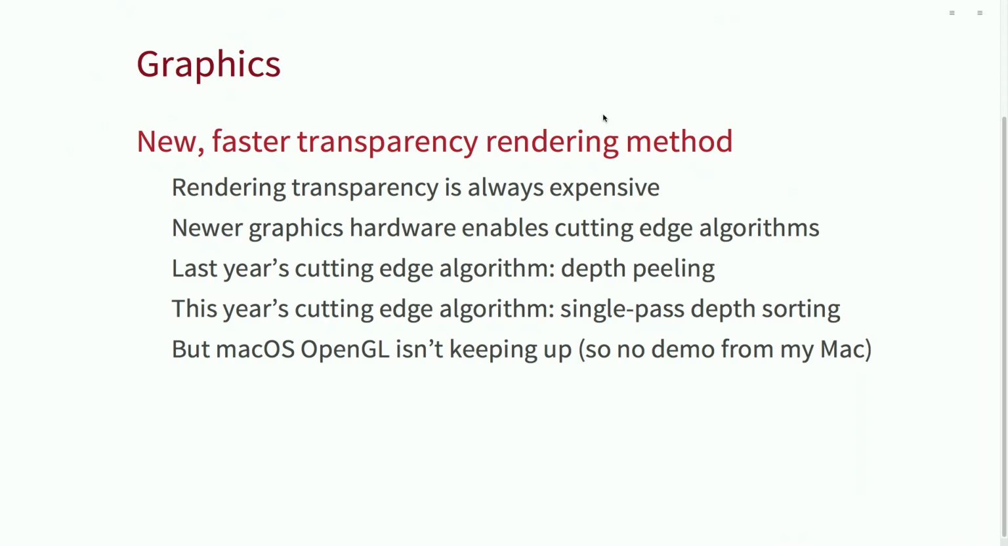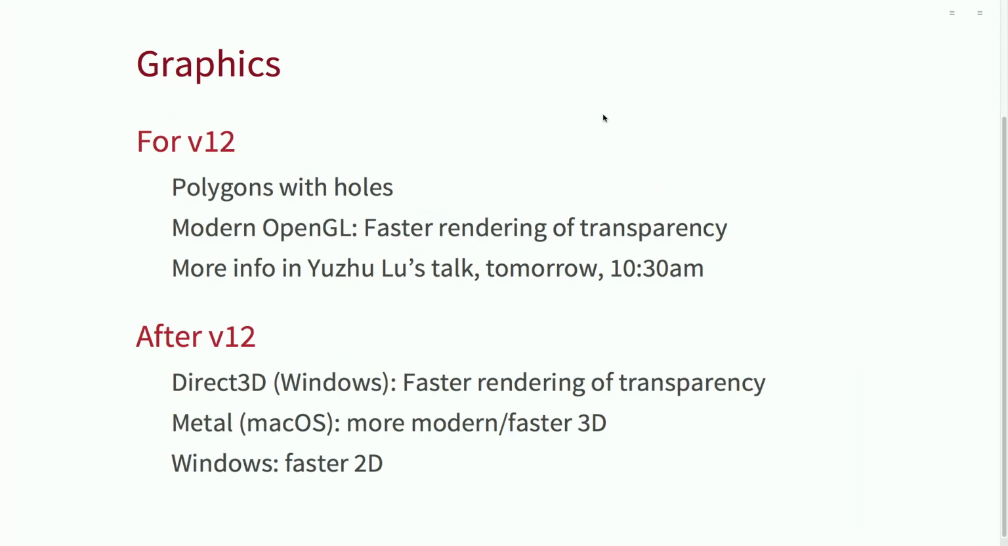The last time it was depth peeling. This time it's single pass depth sorting, which Yutsu and James Lane, who isn't here, worked on. And that works right now. It's only implemented under OpenGL, and unfortunately, only under modern OpenGL. Turns out that macOS OpenGL is not modern anymore, which speaks to what's coming.